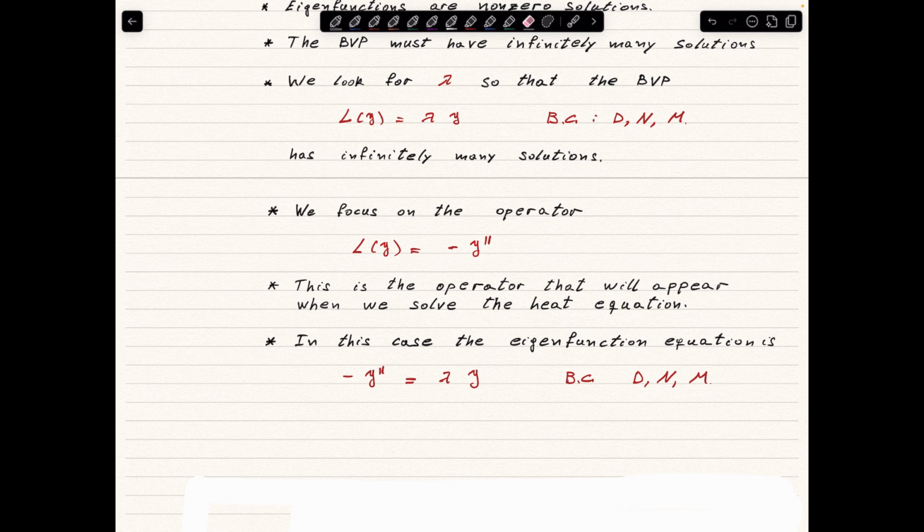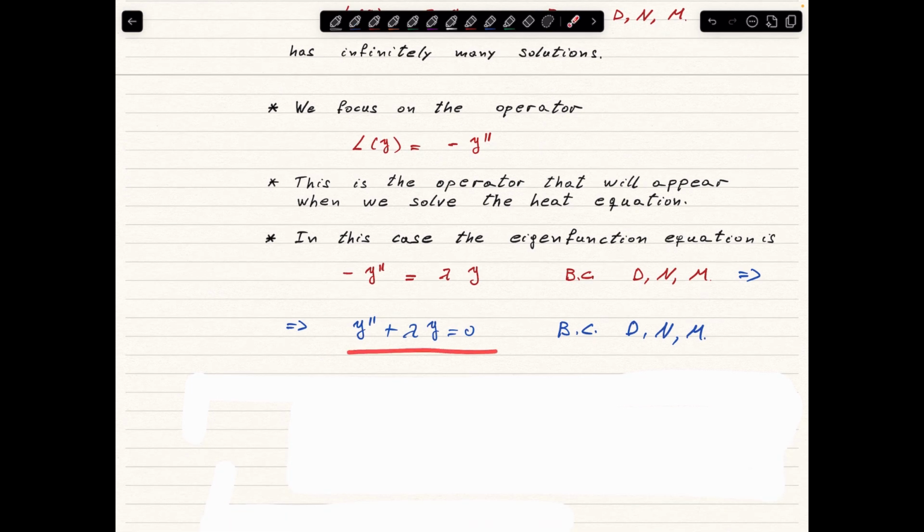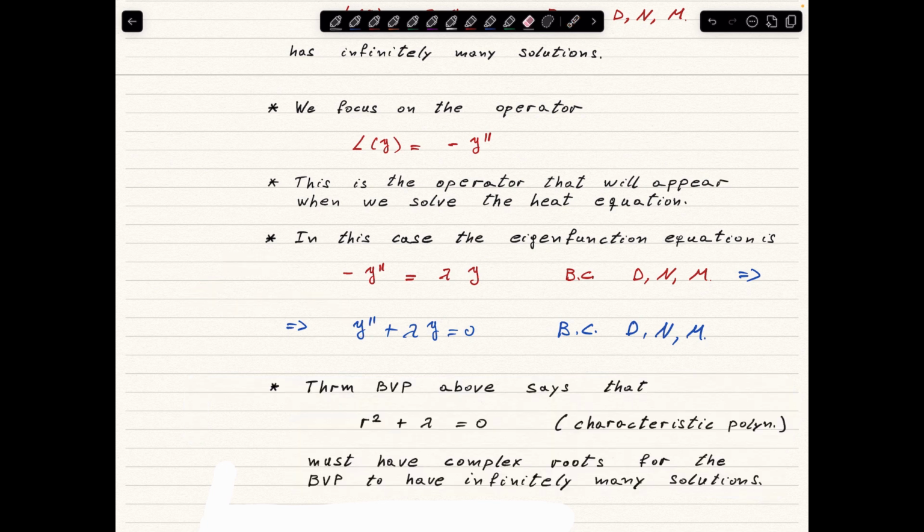In the case where we have this operator, the eigenfunction equation looks like this. But we are going to rewrite it a little bit in the form y double prime plus lambda y equals 0, again with boundary conditions that are going to be either Dirichlet, Neumann, or mixed. But this is how we are going to write the equation. Now, to solve this equation, what do we do? Well, we put exponentials into the equation, and what we obtain is the characteristic equation for the exponent.